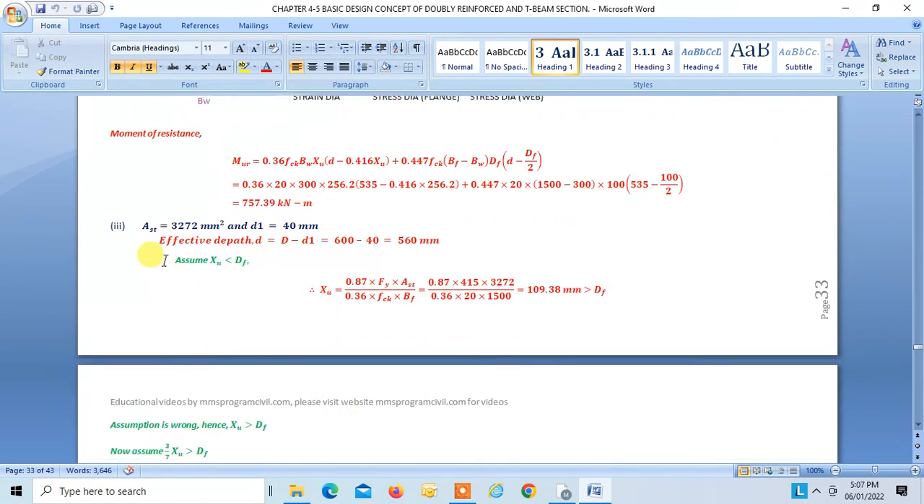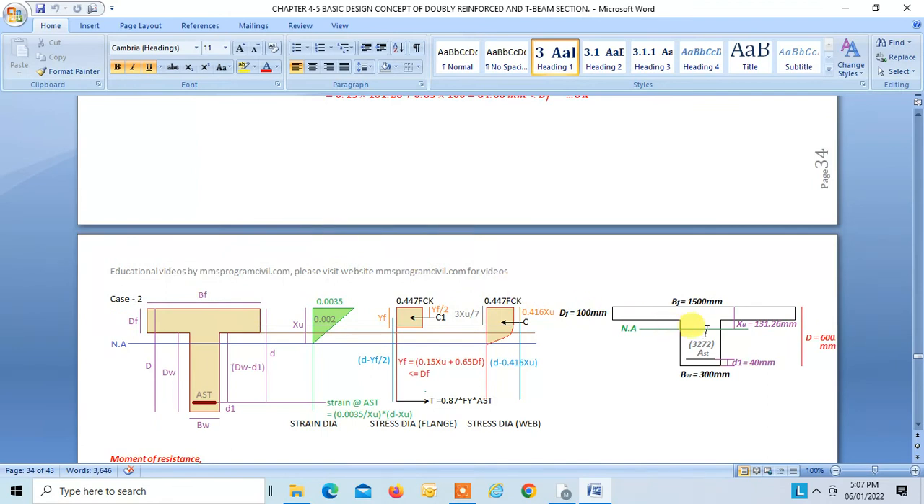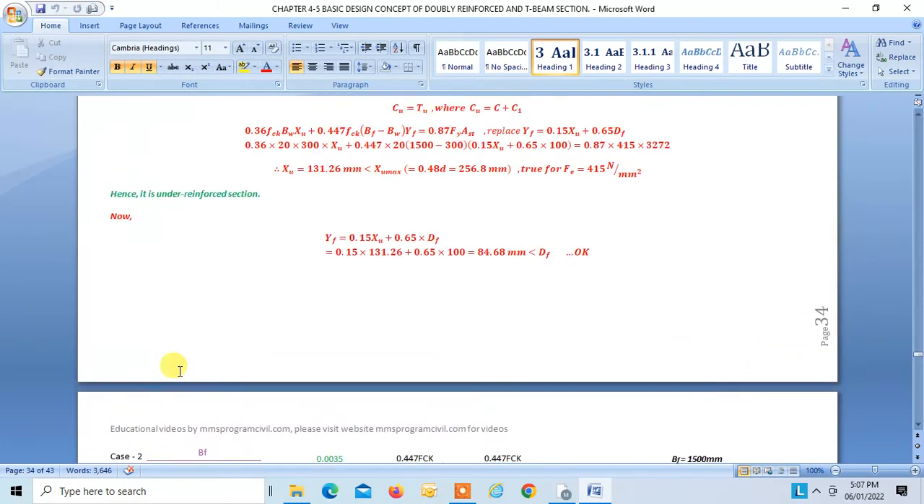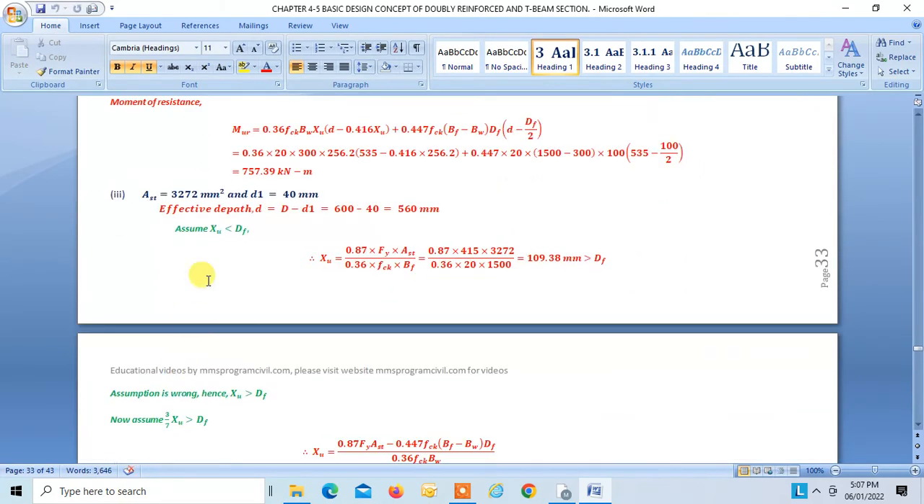Now the third case, where AST is 3272 and D1 is 40. Okay, so this is the case. AST is 3272 and D1 is 40. So your effective depth will be 600 minus 40. So let us start with that. Over here, effective depth D minus D1, that is 560. Again, take the same assumption: first, XU is less than DF. Find XU. This is 109, which is greater than DF, so our assumption is wrong.